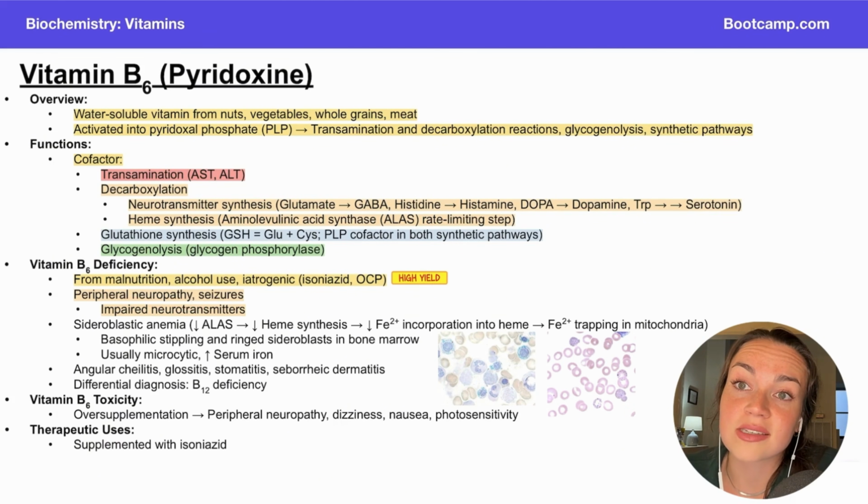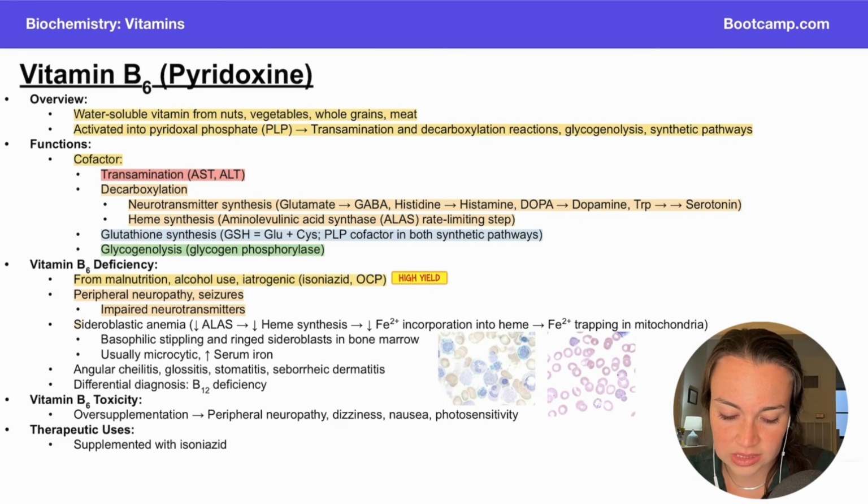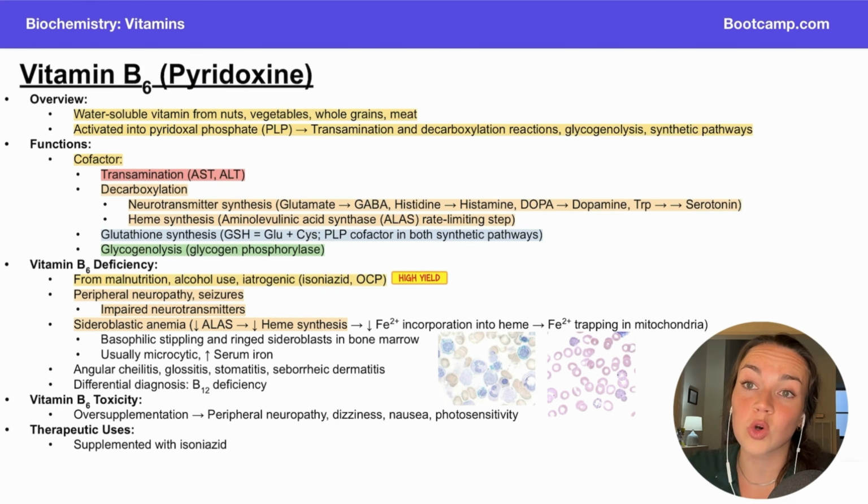Additionally, remember B6 is involved in heme synthesis. We talked a lot in our heme synthesis chapter about sideroblastic anemia and how one of the causes could be a vitamin B6 deficiency, where decreased ALA synthase activity because of the lack of cofactor leads to a decrease in heme synthesis. Decreased heme synthesis means less incorporation of iron into the synthesized heme, and that leads to iron being trapped in the mitochondria of erythroid precursors, right? Because remember, immature red blood cells still have mitochondria.